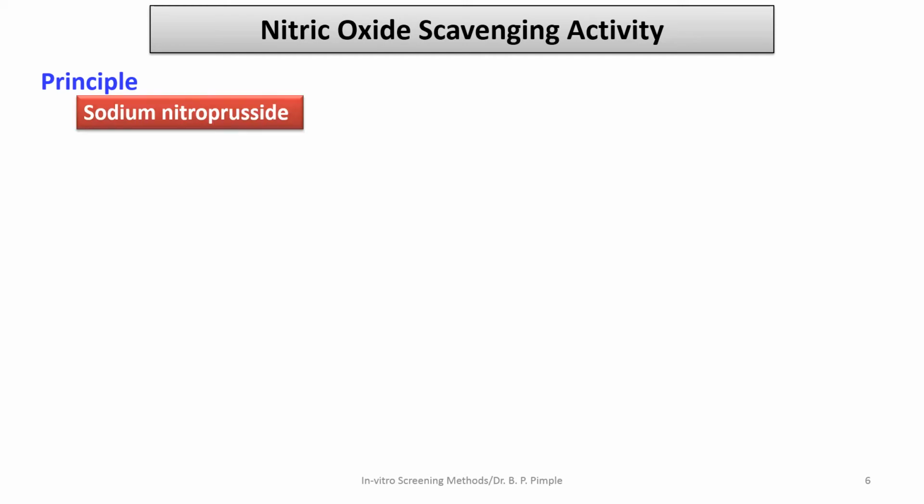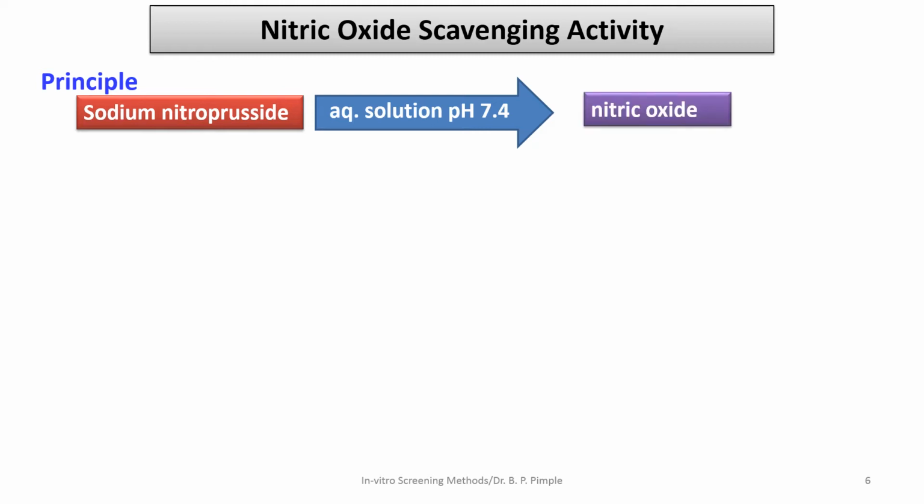Here the principle is that sodium nitroprusside undergoes a reaction in aqueous solution at a pH of 7.4 to form nitric oxide. This is a very common reaction and it is used in decreasing blood pressure. So you can find sodium nitroprusside injections available in the market, and the injection does the same work. It enters the body at our blood pH, that is 7.4. It produces nitric oxide and dilates the blood vessels, thereby decreasing the blood pressure.